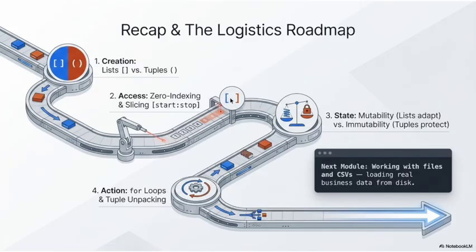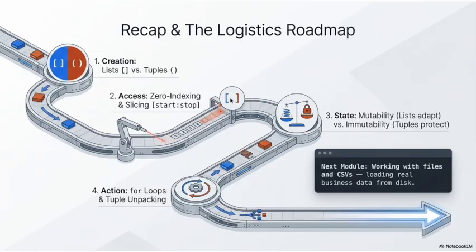The logistics roadmap summarizes the 4 capabilities you've built in this module and points to where they're applied next. 1. Creation. Lists use square brackets, and tuples use parentheses. 2. Access. Zero indexing and slicing with start:stop. 3. State. Mutability: lists adapt, tuples protect. 4. Action. For loops and tuple unpacking to process and deploy collected data.